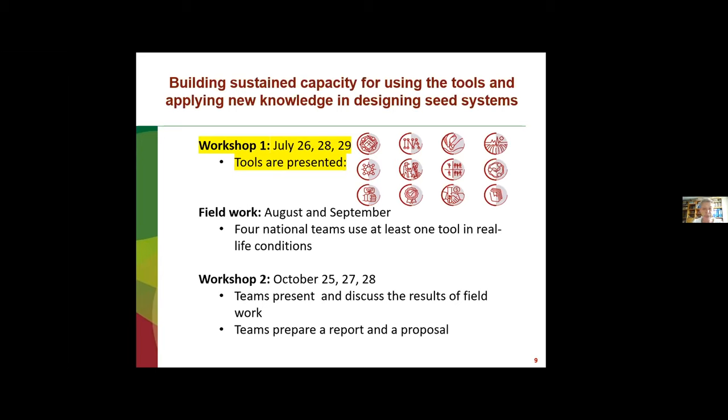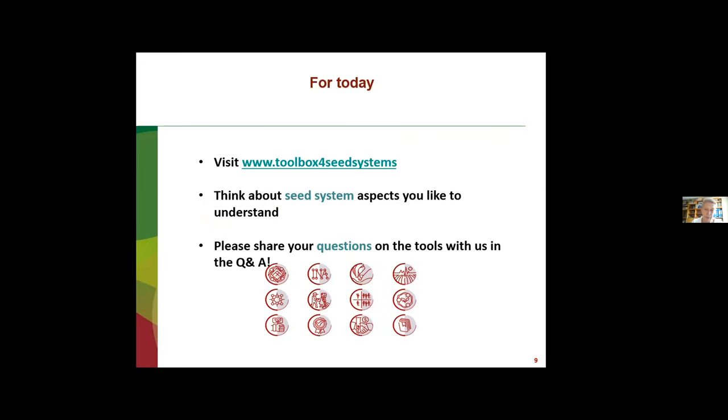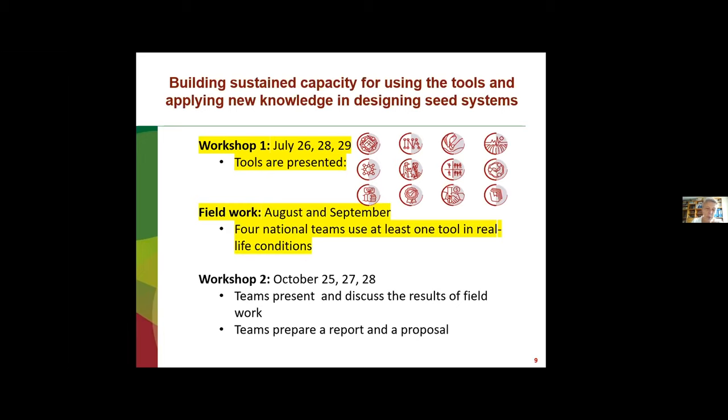Can I have the next slide, please? For those who also engage with us in the field work, backward, please. Who engage with us in the field work in August and September, because this combination of tools may exactly lead you to the combination of tools that you're gonna apply in the field with support from us. But I also invite the rest of the audience to please think through what in your situation with your team in your project are the relevant aspects of the seed value chain that you would like to get understanding about, and which type of combination of tools would suit you.